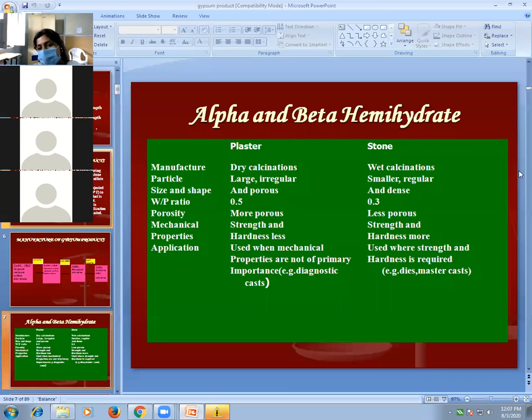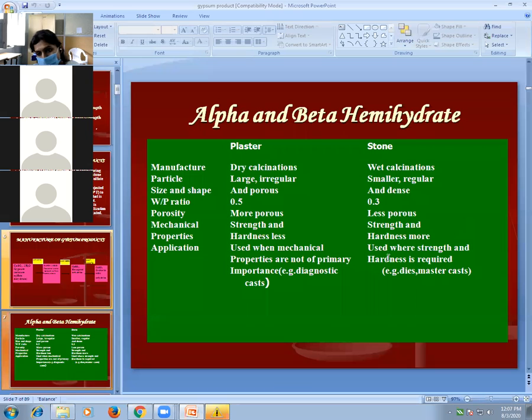So the porosity again, you can see that when the crystals are large and irregular, the product is more porous, and when they are smaller, regular, and dense, the product you get is comparatively less porous. So hardness is less here, hardness is more here, and it is used when the mechanical properties are not of primary importance.